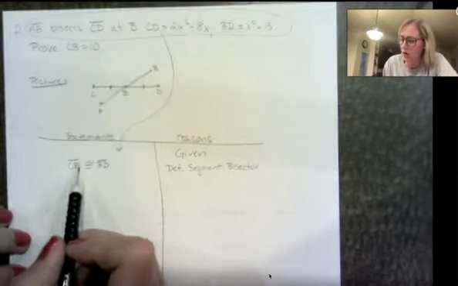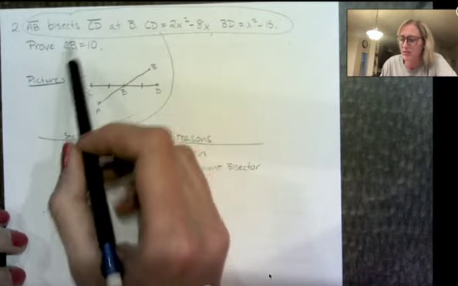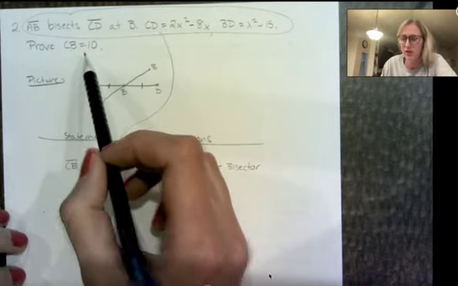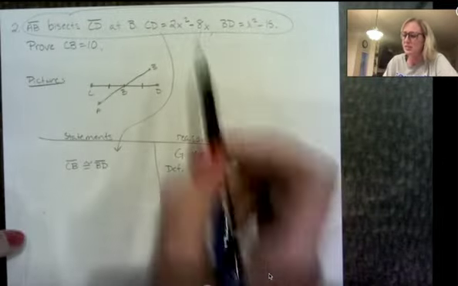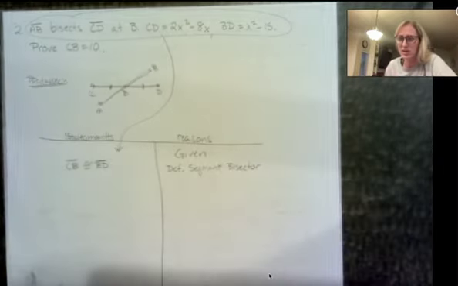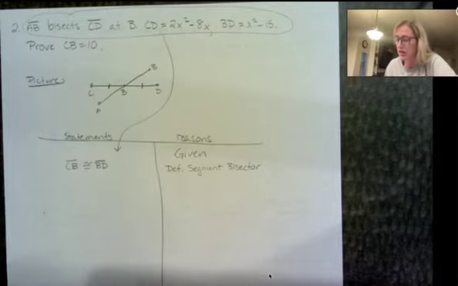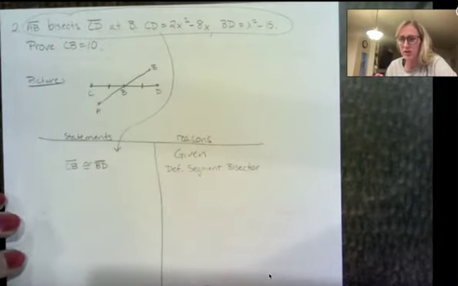Now I have an equation. I want to eventually get to CB equals 10. So that means that the very last thing I should write is CB equals 10. So I need to find what x is so that I can plug in a number and hopefully show that CB is 10. So I need to get away from congruent and go to equals.